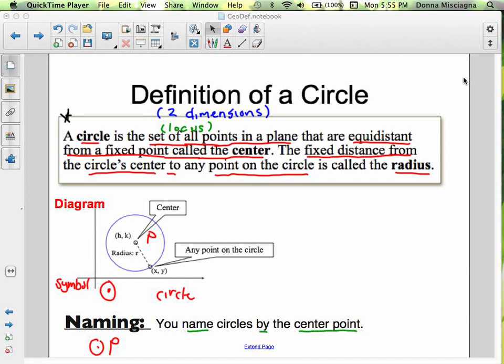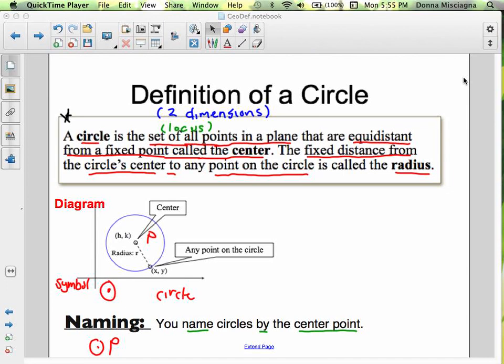Welcome back. So we're going to look at the definition of a circle. All right, so I want you to write in the underlined portions under definition. Under the word circle, you can write 2 dimensions. Right? So a circle also has 2 dimensions.